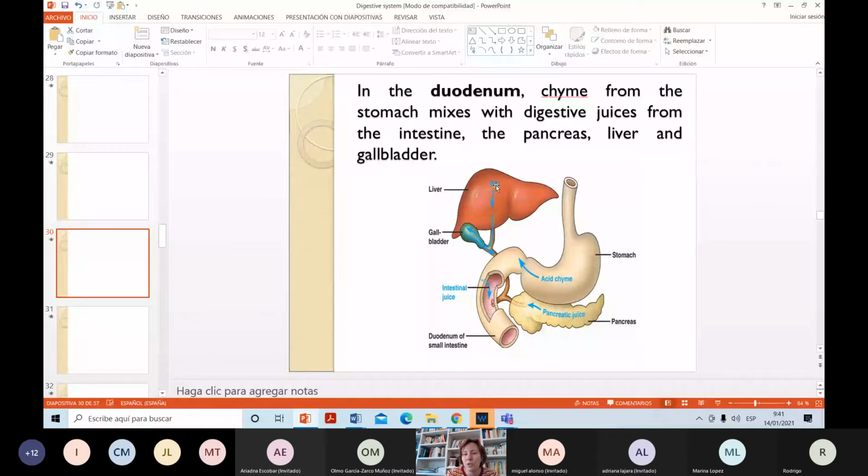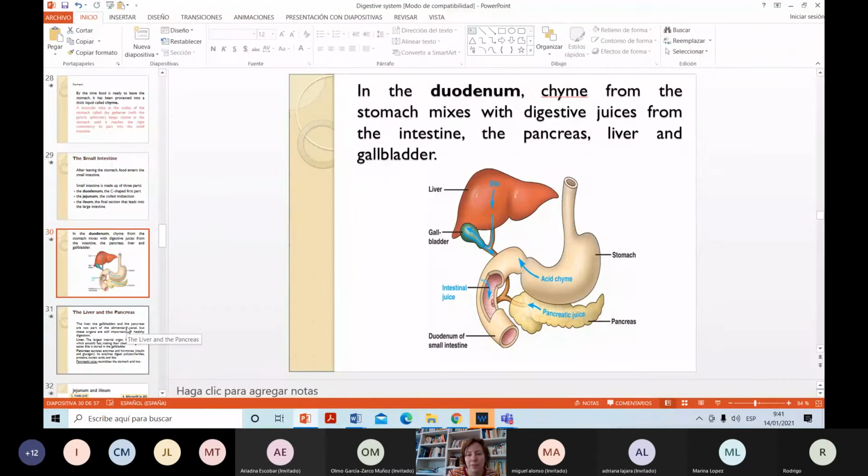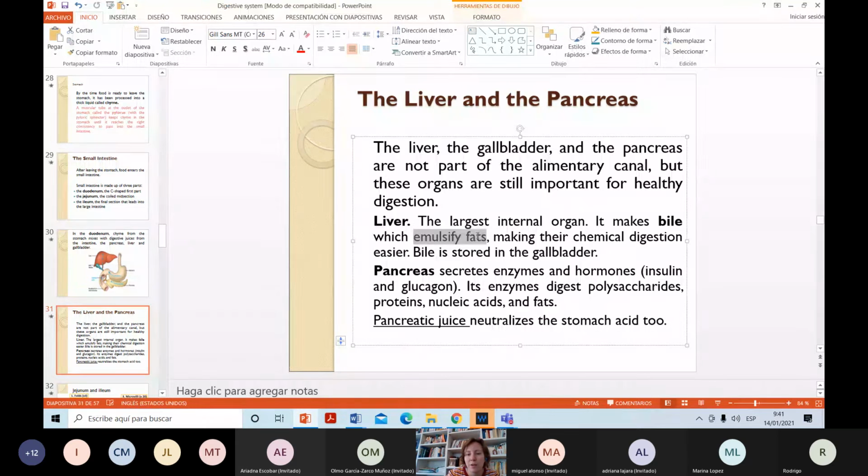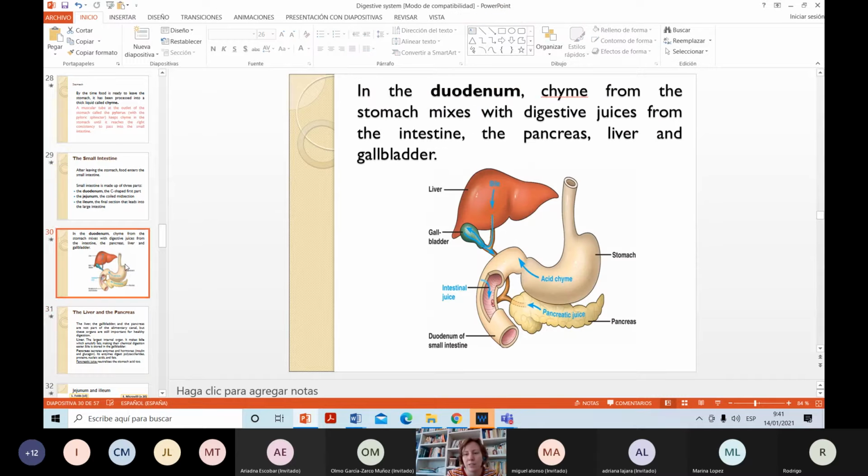The bile is going to emulsify fats. Remember this important verb, emulsify fats. What it's doing is transforming big droplets of fats into tiny droplets of fats, so it's easier to attack them, to digest them. That's the mission of bile, emulsifying fats. Apart from the bile emulsifying fats, the chyme will be attacked with pancreatic juices and intestinal juices.